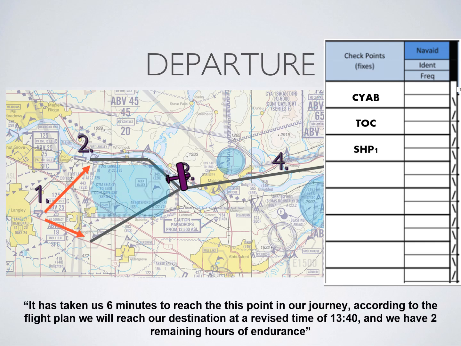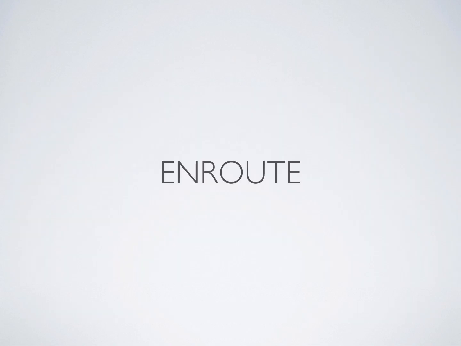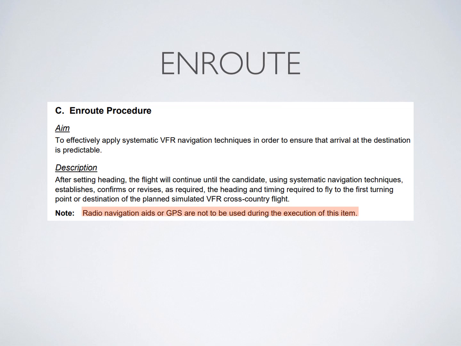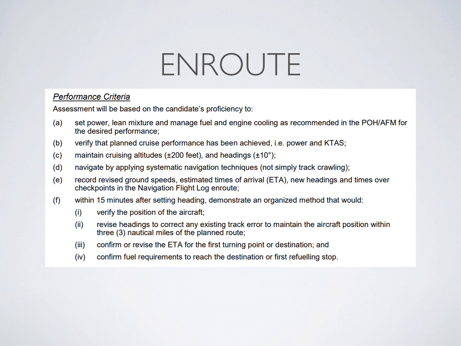And then once you're there, they want you to provide them with an updated ETA. Next is the en route portion of your flight test. So again, just fly your flight plan. You're not allowed to use radio aids or GPS in the execution of this exercise. For the en route portion of the flight test, I'm going to ask for 3 very specific things from you.